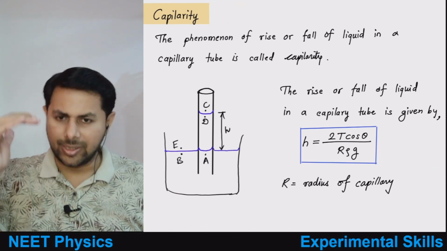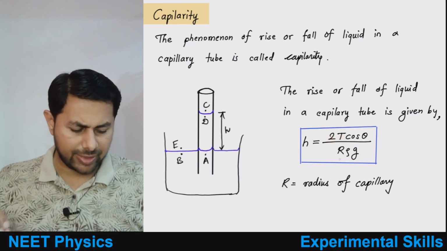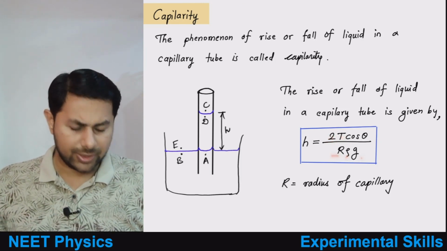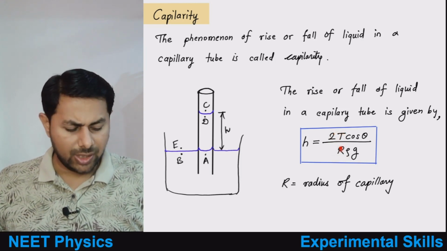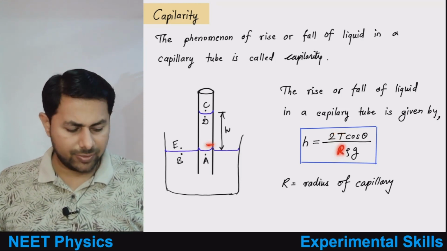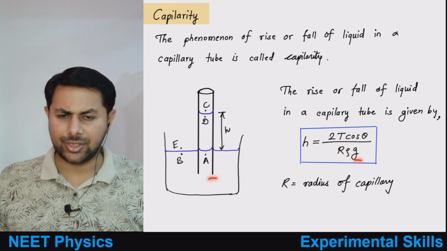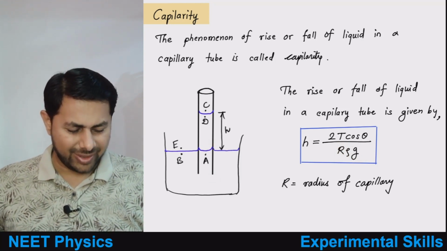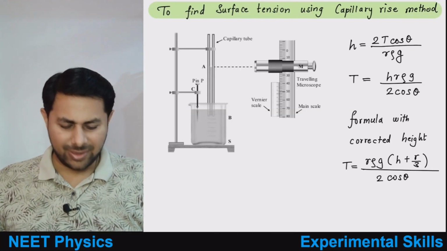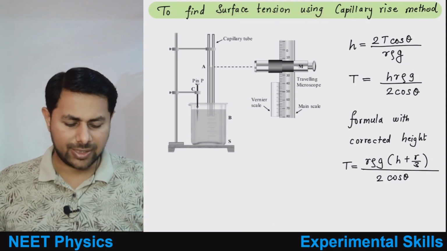So the height of the liquid column in the capillary tube is given by this formula: 2T cos theta divided by r rho g. Now these terms are self-explanatory. T is the surface tension, r is the radius of the capillary tube, rho is the density of the liquid, and g is acceleration due to gravity. So you already know this formula, right? Now we want to measure the surface tension using this capillary rise method.